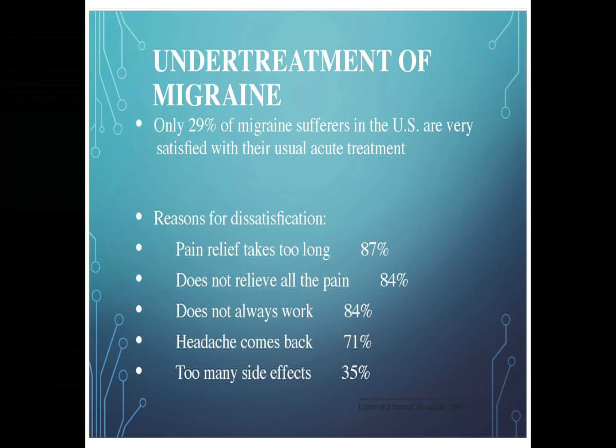Only about a third, only about 30% of migraine sufferers are really satisfied with their acute treatment. And why? This is again the work of Richard Lipton and Buzz Stewart. It takes too long, it doesn't get rid of it, it doesn't always work, headache comes back, too many side effects. And again, how do we go about managing these patients? The model suggests that if we talk to them about the acute medicine and teach them how, when, and why to take it, and the fact that migraine in adults is a 4 to 72 hour process, if they treat and don't completely get rid of the attack, it will come back likely.